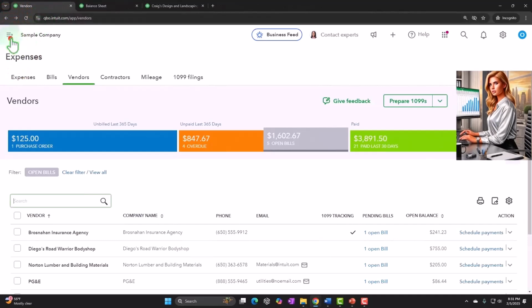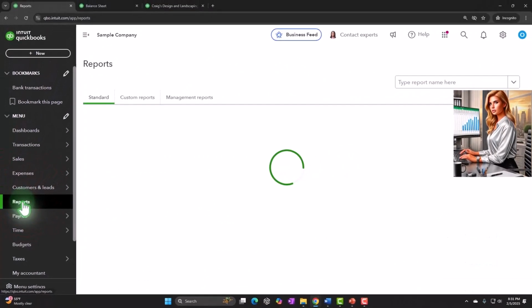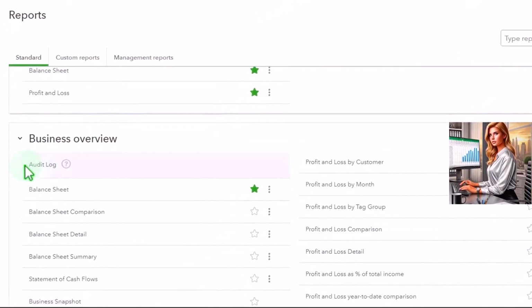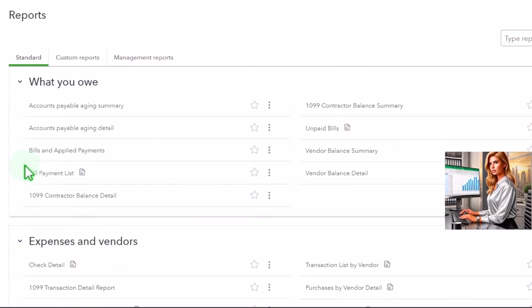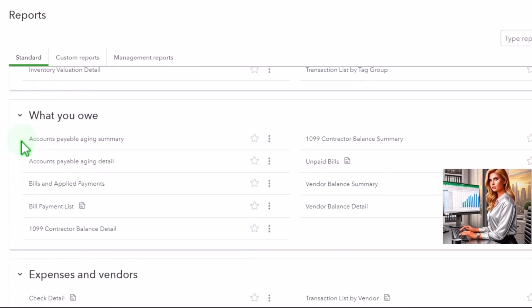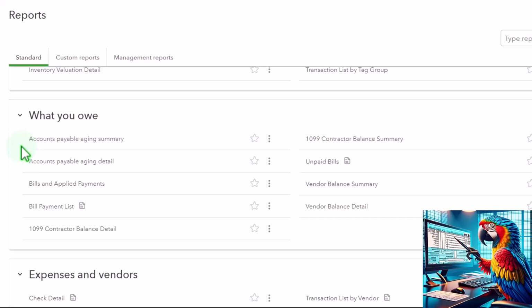Let's open up the hamburger menu, go to the reports on the left-hand side, close up the hamburger menu, and then we're going to scroll down past who owes you. Now we want to say who you owe, what you owe, they say. So you would assume that if it says what you owe, pretty much all of these reports, just by that name, are probably going to give me more detail about the accounts payable, because that's what we owe typically.